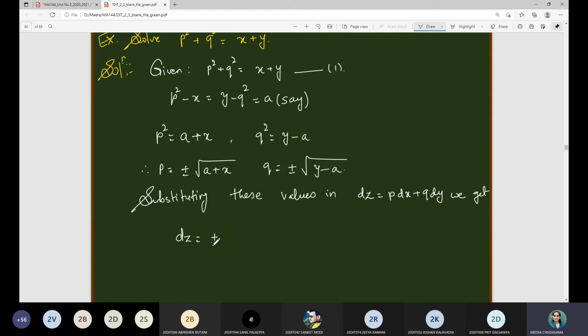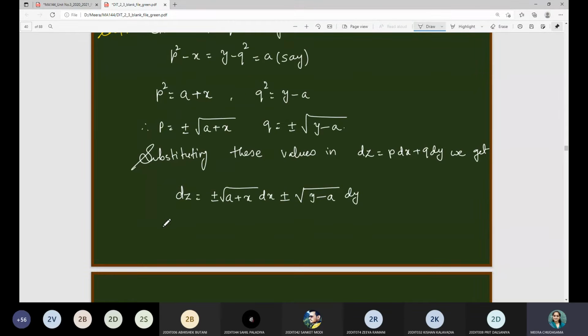dz is equal to p. So that is plus or minus square root of a plus x dx plus or minus square root of y minus a dy. तो अब ये सारी टर्म्स जो है वो सेपरेट हो गई, तो इंटीग्रेटिंग both sides we get, तो लेफ्ट हैंड साइड में it will be z, राइट हैंड साइड में क्या आएगा? 2 by 3 a plus x raised to 3/2.